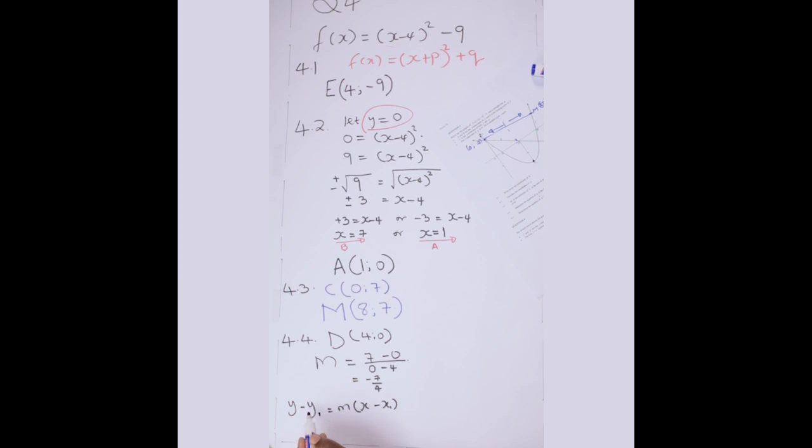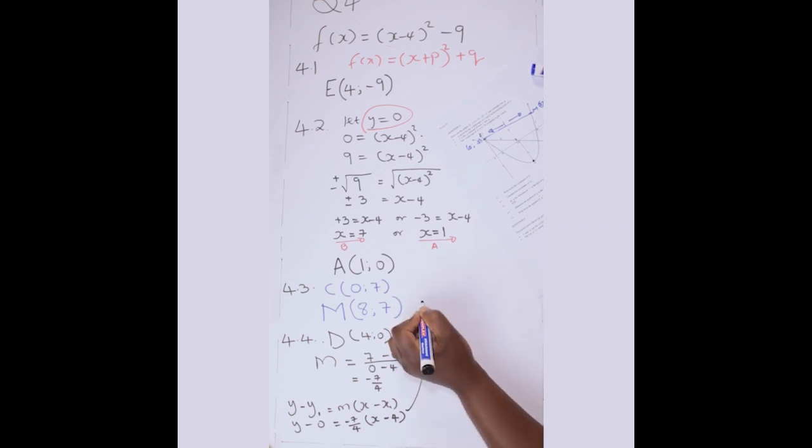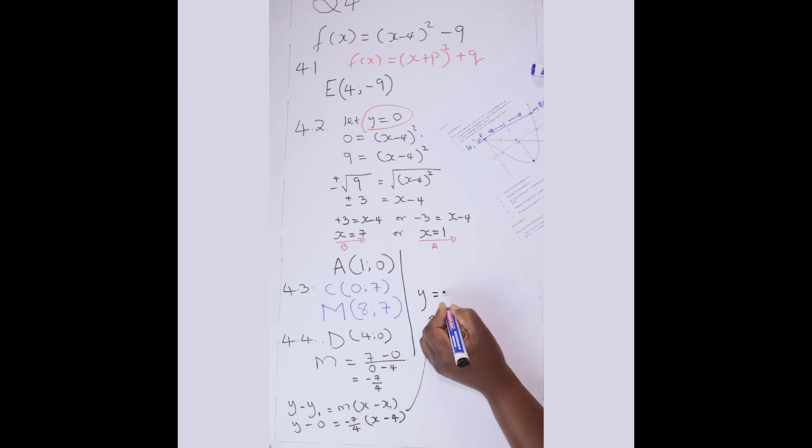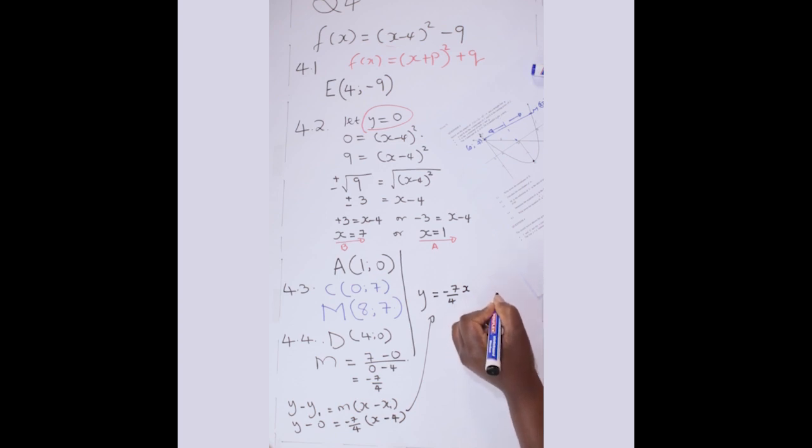It's quicker and simple because you substitute your y, your x and your gradient at the same time. So your y1, if we are using D, is going to be 0. So it's y minus 0 equals, while your gradient is negative 7 over 4. We just calculated it there. And your x1 is going to be 4. And then you simplify. This will give us y equals negative 7 over 4 x plus 7, because we will have a minus 7 over 4 times a negative 4.